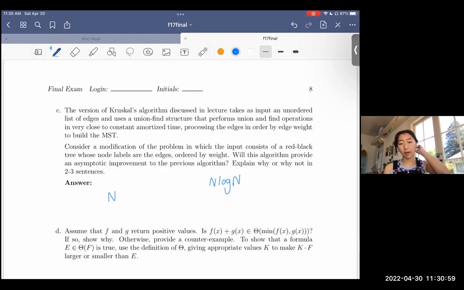And so this is awesome. And now we no longer have that n log n sorting time, which was really the major time constraint on Kruskal's algorithm. And so this is 6C.